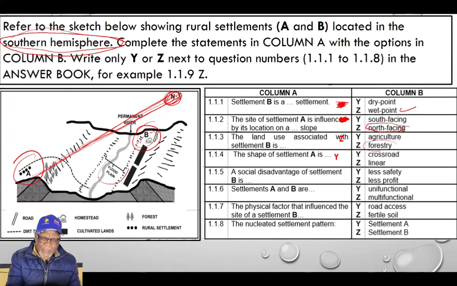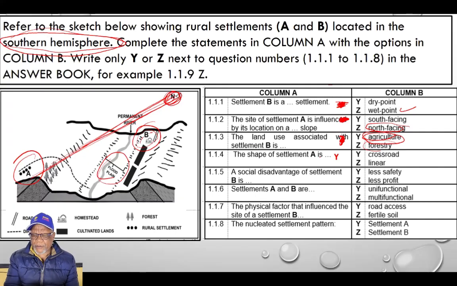Because we're talking about floodplains here. We're talking about floodplains and we're talking about the river. So it will be agriculture. It will be agriculture associated with B because it has got flatland and it is also located closer to the river. So it cannot be forestry, it should be agriculture because of access to water and because of flat land.